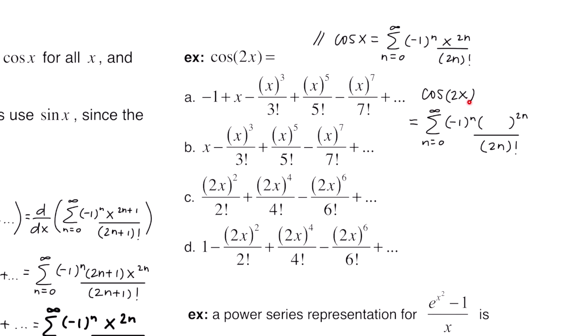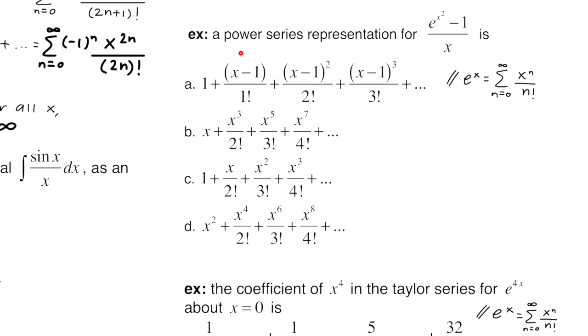So again, to find cosine of 2x, I set up our sigma, and then right here is supposed to be x, but instead of x, we're going to substitute 2x. So we'll start by plugging in 0 for n, and you just get 1. Then we're going to plug in 1 for n, so you get negative and then 2x squared over 2 factorial. Then we plug in 2 for n, so you get 2x to the 4th over 4 factorial. And we could keep going, but you can see that the answer is going to be D.